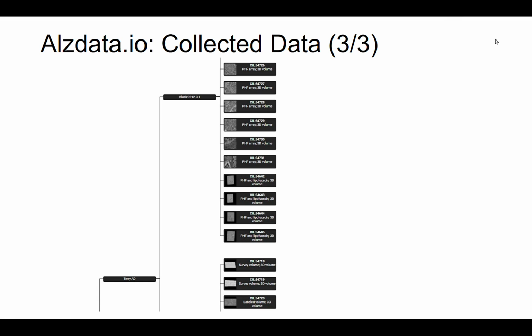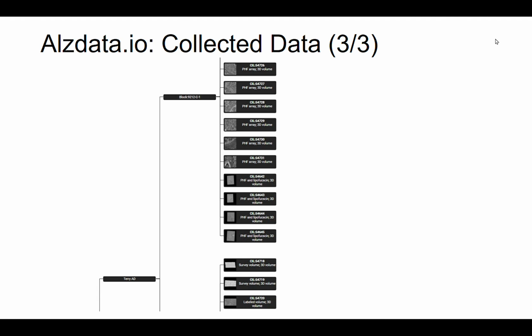The final level of the hierarchy presents the image data itself, which is collected for various types of analysis. Initially, a 2D survey image provides a broad overview of the specimen, allowing researchers to evaluate its condition and identify specific areas of interest for further study.